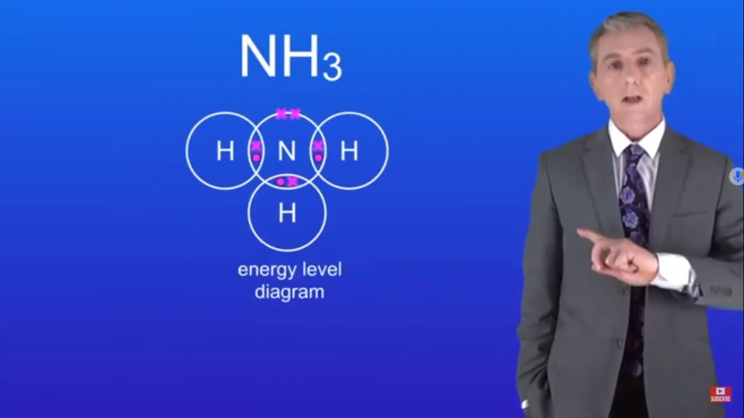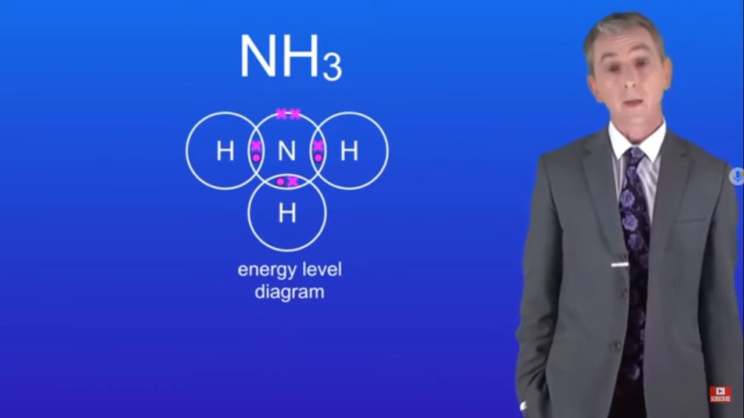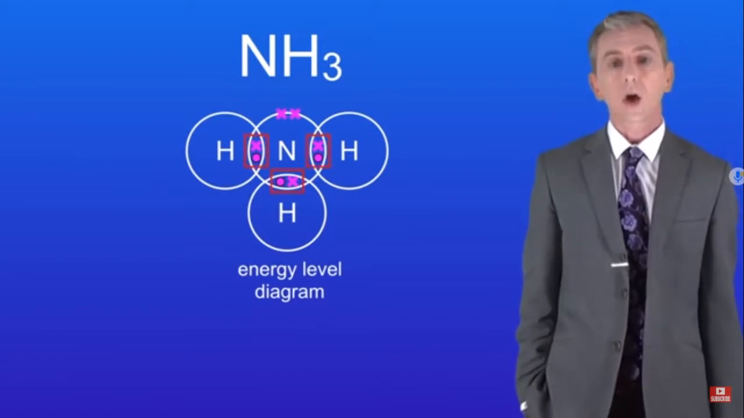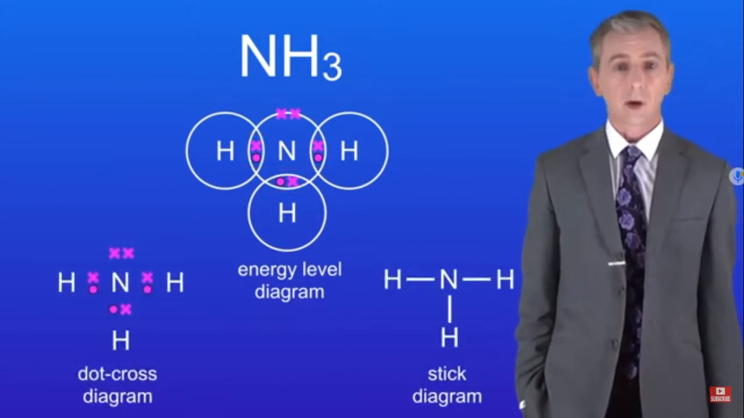Okay, here's the energy level diagram for ammonia, and you can see that both the nitrogen atom and the hydrogen atoms have achieved full outer energy levels. We can see that there are 3 single covalent bonds in a molecule of ammonia. Here are the dot cross diagram and the stick diagram for ammonia.